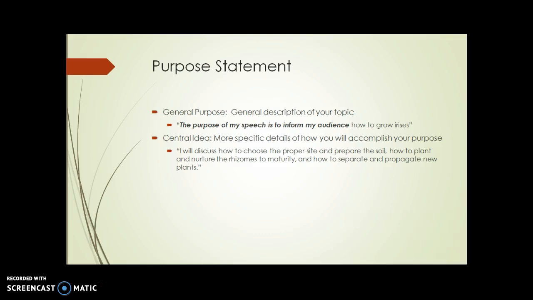So here in this example, I'm showing you sort of an outline of how I'm going to teach my audience how to grow irises in a chronological order. Preparing the site, planting and nurturing the plants, and separating and propagating the species once they've matured. So that it gives you a real nutshell of what the speech is about and how it's going to accomplish it. So that's about it.